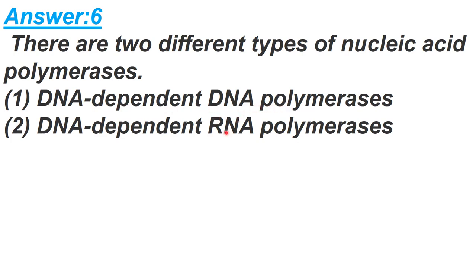Second enzyme is RNA polymerase enzyme that is required for the transcription process, and this is also DNA dependent RNA polymerase. As you know that in case of transcription also, RNA polymerase enzyme uses a DNA strand as a template strand. That's why this enzyme is also DNA dependent RNA polymerase. So these two types of nucleic acid polymerases are present, and both are dependent on DNA as the template strand.